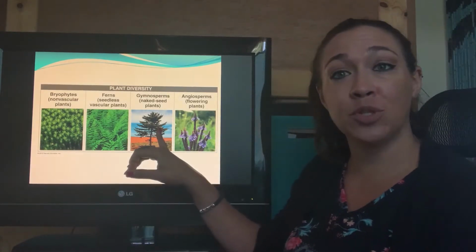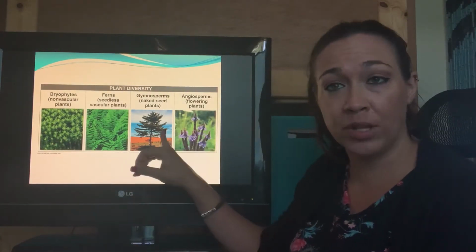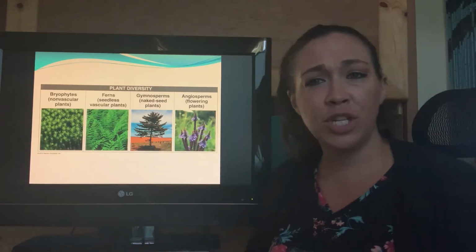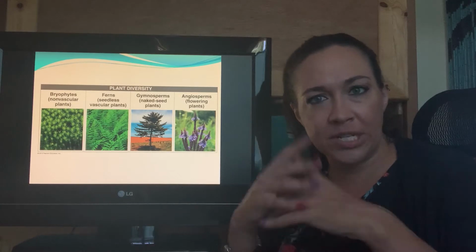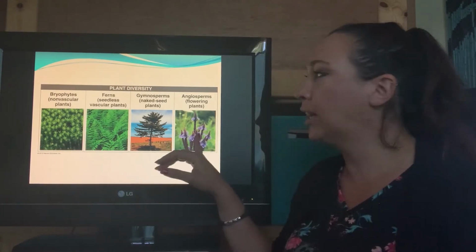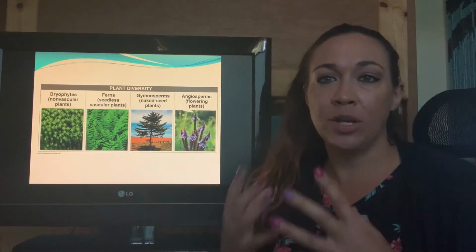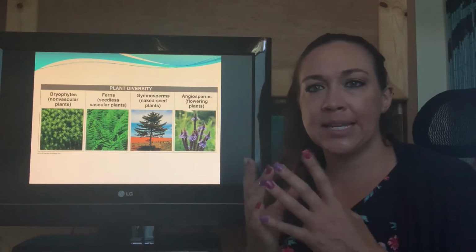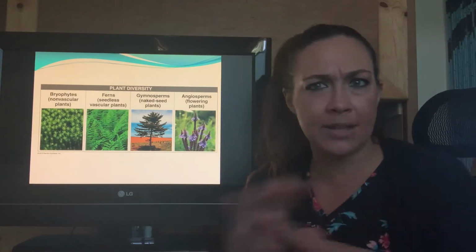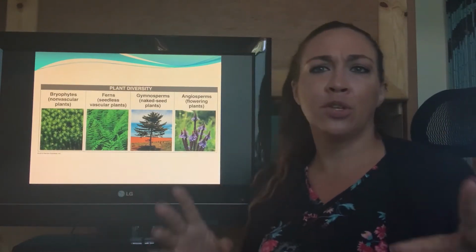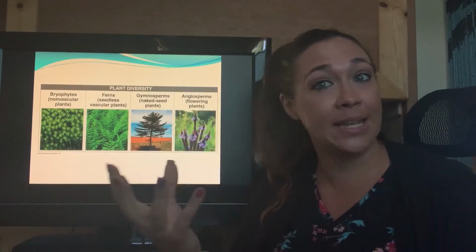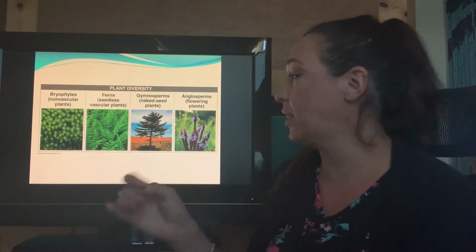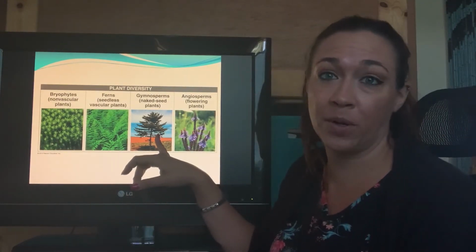Now, the gymnosperms do have seeds, so both of these guys actually have seeds, but the gymnosperms are known as naked seeds. So these are not protected in kind of like a coating like the angiosperms. So the gymnosperms kind of have this naked seed, and you can think of a pine cone, a classic example of a gymnosperm. So if you see a pine cone, you know for a fact, oh, that's a big naked seed, right? It's not protected by anything. That must be a gymnosperm.